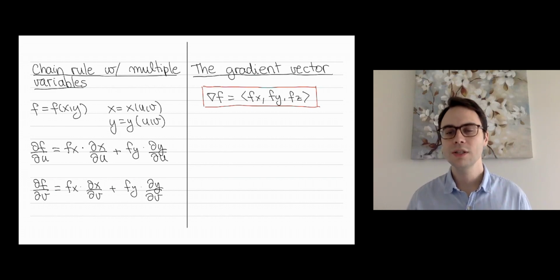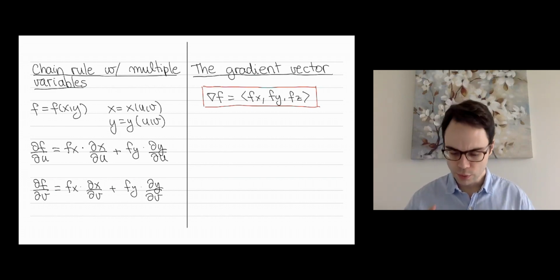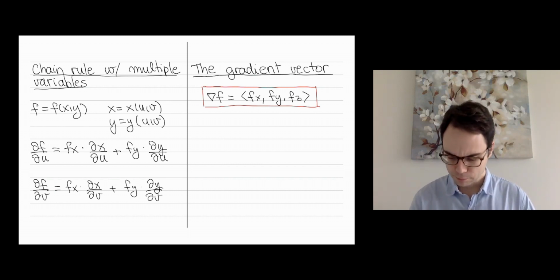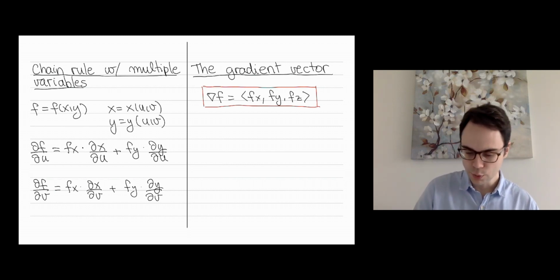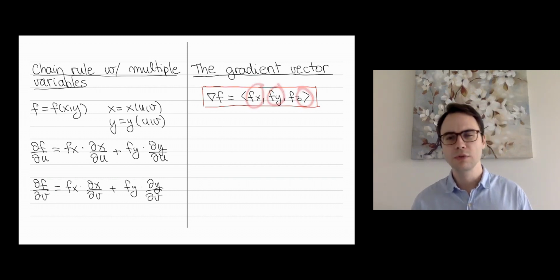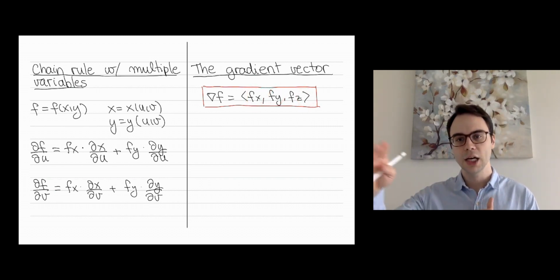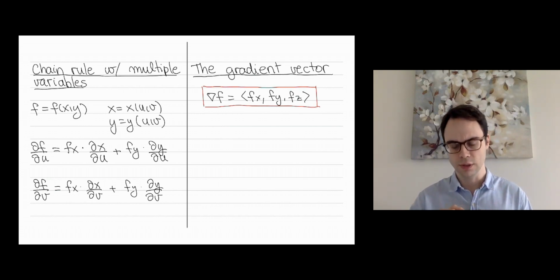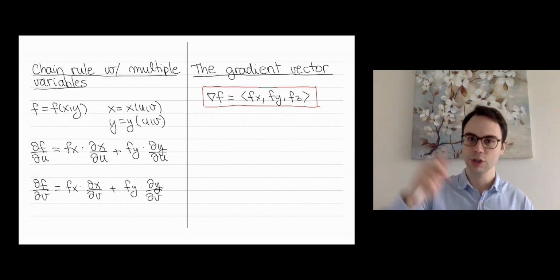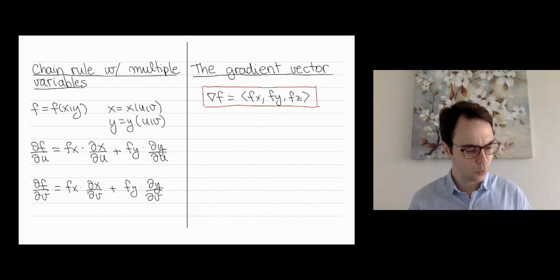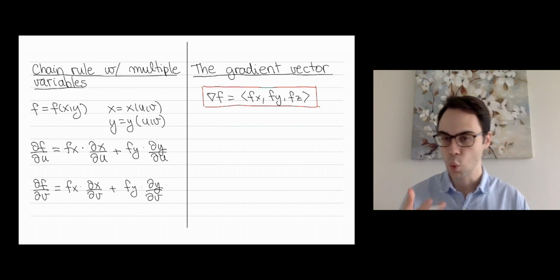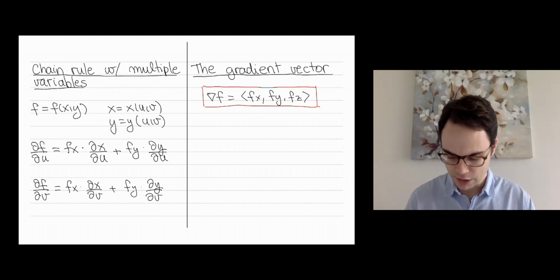What I want to do with the rest of today is to explore the geometric meaning of the gradient. Right now I told you what the components of this vector are. A vector is built of a direction and a length, a magnitude, and I want to explore the direction and the magnitude. So let me give you a theorem that tells you the geometric meaning of the direction of the gradient.